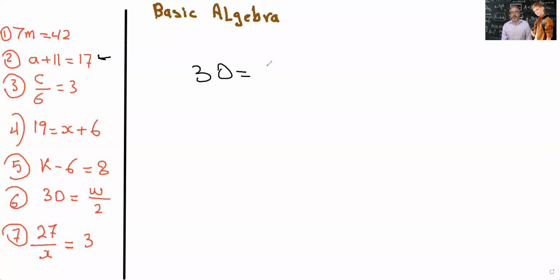$30 equals W over 2. Something like this, but it's written backwards. Cross multiplying. I highly recommend it. You should recognize these kinds of situations, because the minute you see them, you say, yeah, I'm going to cross multiply.